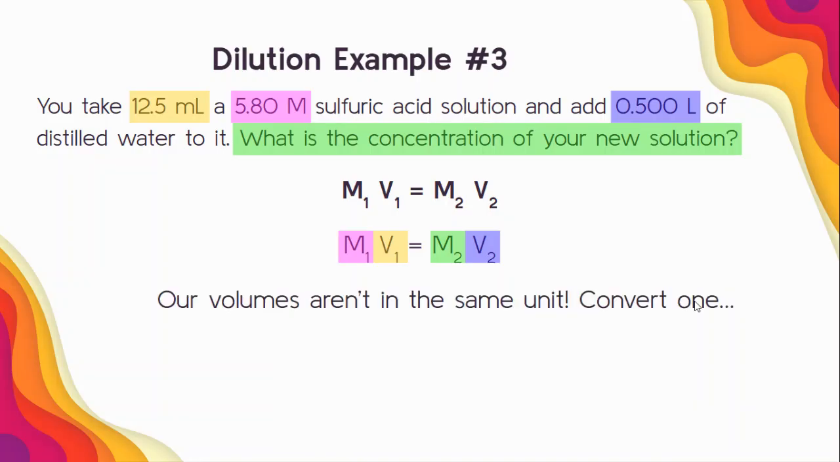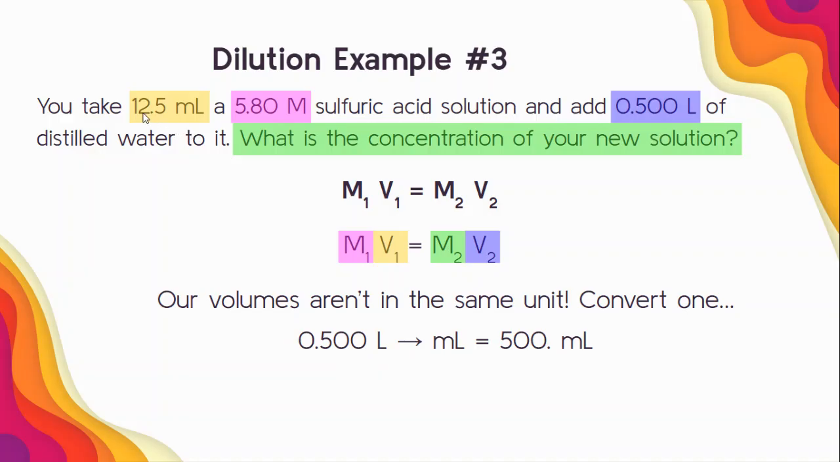However, our volumes are not the same unit, so we need to convert one of them so that they are the same unit. Doesn't matter which one you convert. I chose to convert the liters into milliliters, so 0.5 liters, move the decimal 3 spaces to the right, would get me 500 milliliters, maintaining the 3 sig figs, so I put a decimal here.